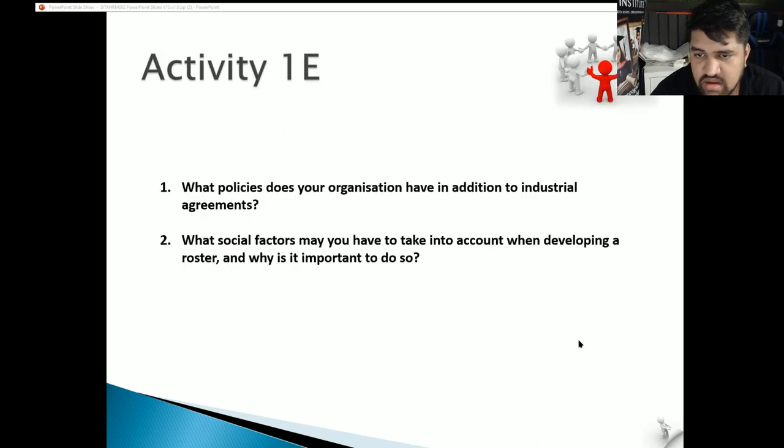Okay, all right, what policies does your organization have in addition to industrial arrangements? Industrial arrangements, obviously, are given by the government. We pay the award wage, but we've also got things such as overtime. Also for us, we've got benefits of giving staff discounts. We've got rewards programs for employee of the month. We're giving them benefits.